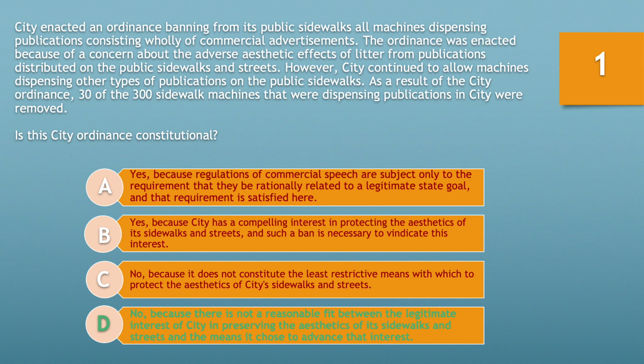Again, if we look at the numbers, the mere fact that we're only addressing 10% of the problem, B would not make much logical sense given that fact. C, no, because it does not constitute the least restrictive means with which to protect the aesthetics of city sidewalks and streets. While that does not seem to be directly applicable in that it isn't the least restrictive means, it's actually not even a means that addresses the underlying problem at all, because again, in looking at the numbers, we're only addressing 10% of the problem. As such, A, B, and C are not accurately or correctly worded answers, so D would be the correct answer.